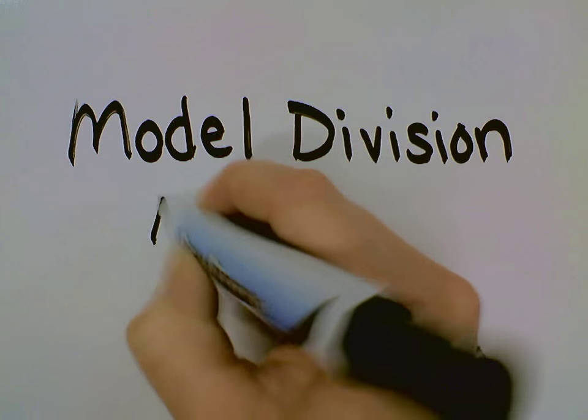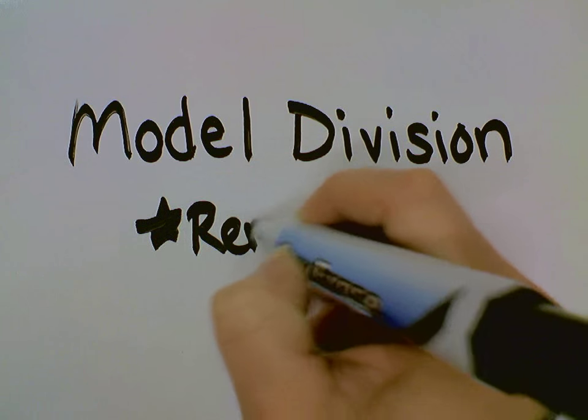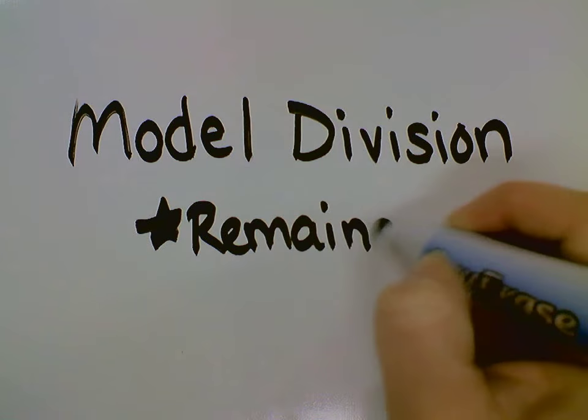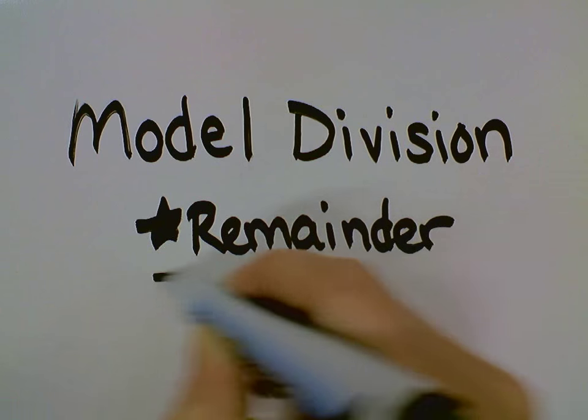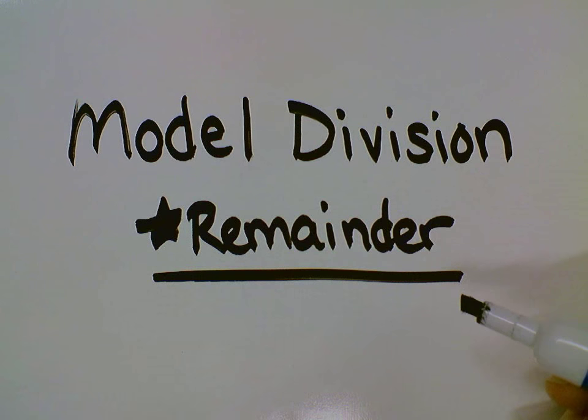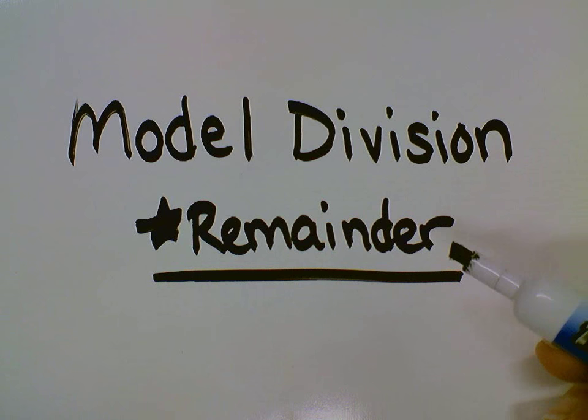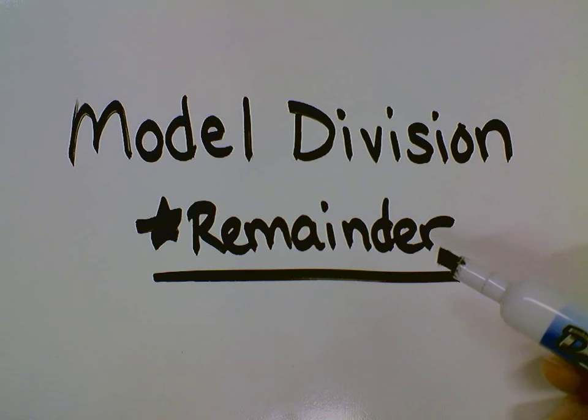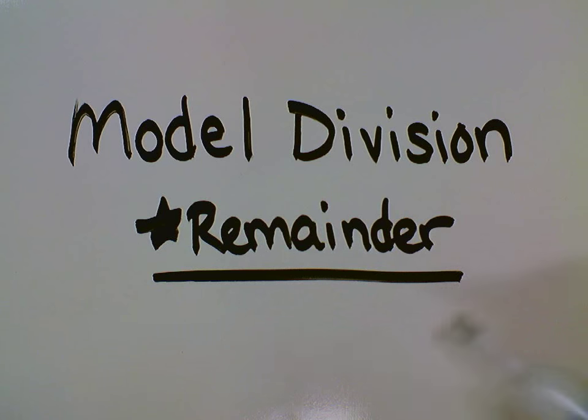Our big vocabulary word for this is going to be remainder. There will be problems where we have a remainder, and so we will talk about what that means. But the whole thing is we're going to be modeling division, and I did that a little bit in last week's videos, but this is really going to be leading into finding our quotient, which is the answer to our division problem, okay?